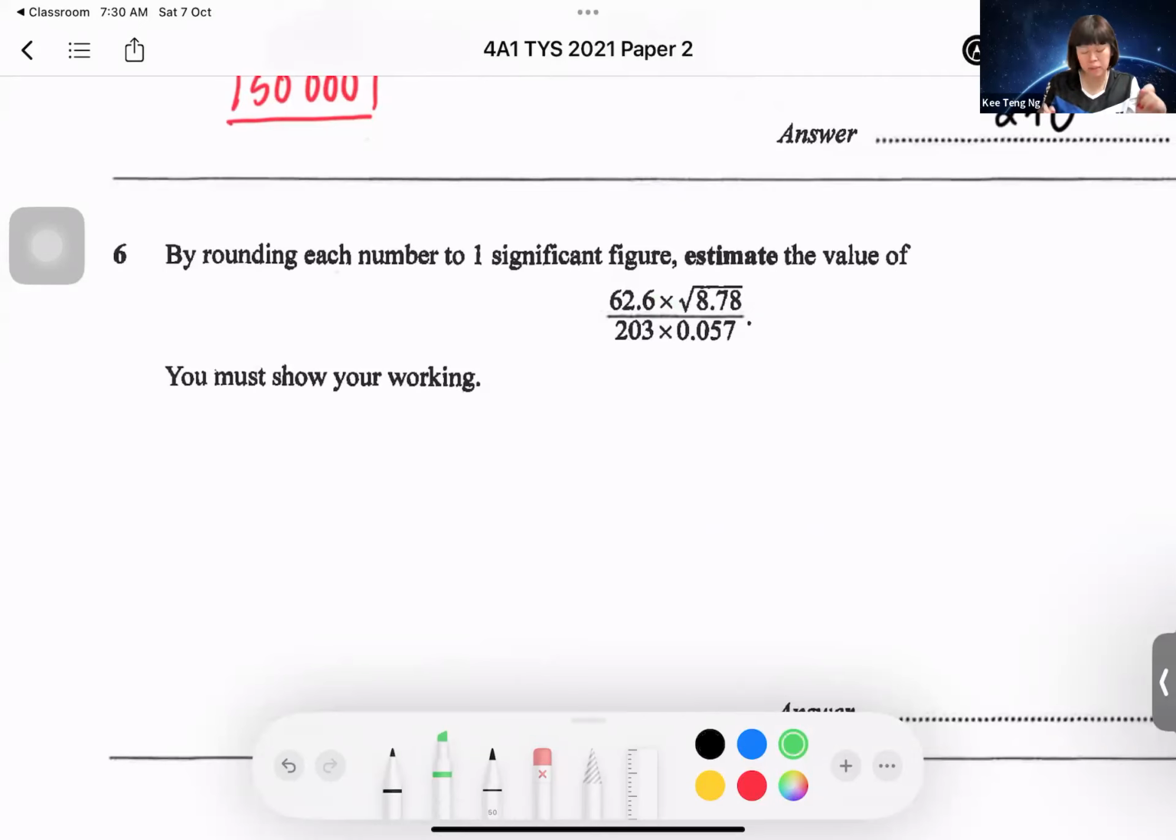Next one, read the instructions carefully. Round each number to one significant figure. So every number needs to be rounded off to one sig fig.